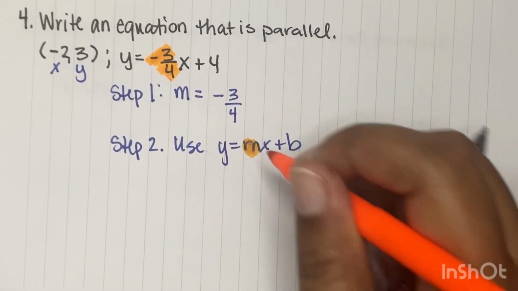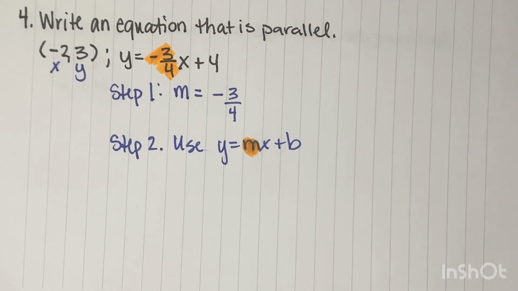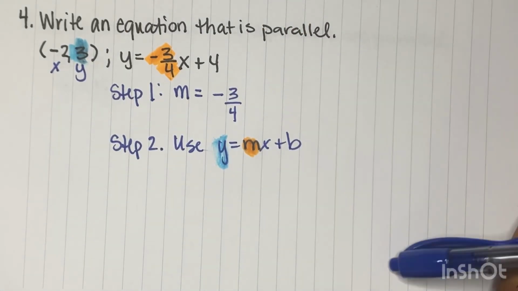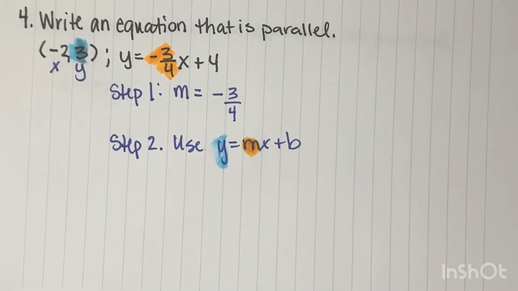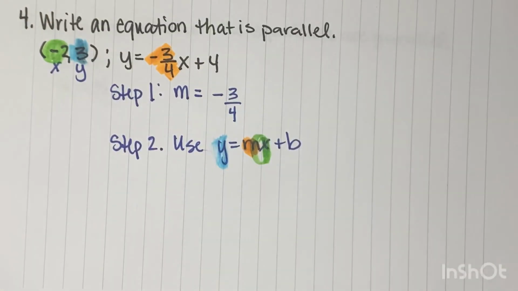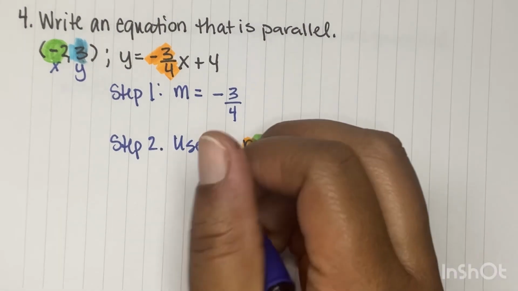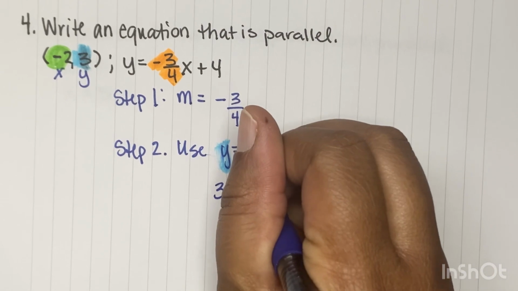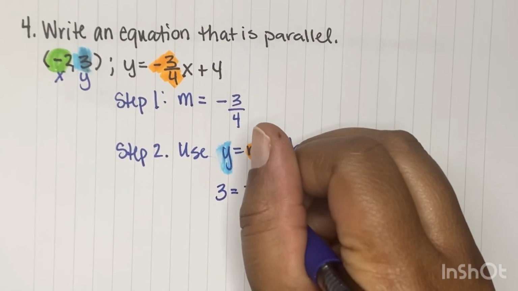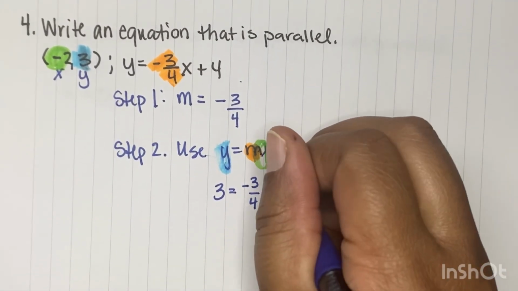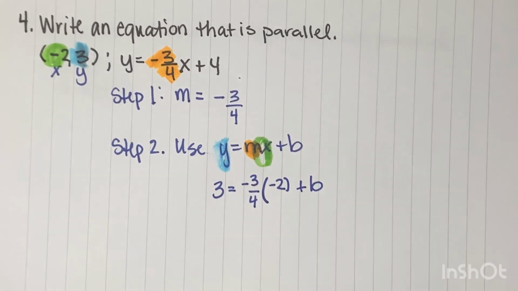So we have m that we're going to be plugging in. We have a y, and we have an x. So we're going to put 3 equals m, which is -3/4 times, because m and x touch, so that means they're multiplying, a -2 plus b.